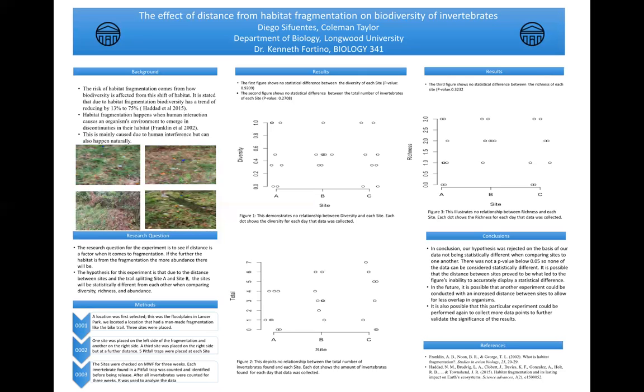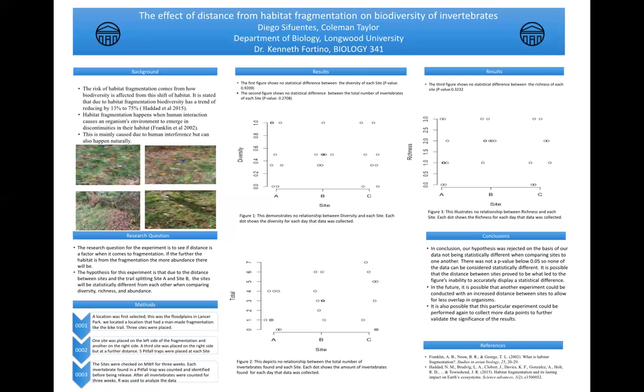Each dot shows richness for each day that the data was collected. The third figure shows no statistical difference between the richness of each site, with a p-value of 0.3232. So just to conclude after the results section, our hypothesis is going to be rejected on the basis that our data was not statistically different when comparing the sites to one another, because there was not a p-value that was below 0.05. So none of the data could be considered statistically different from any other of the data points.